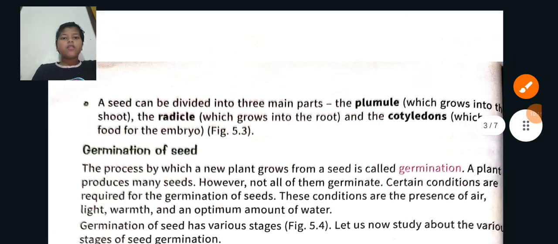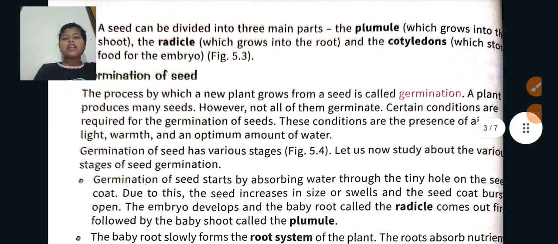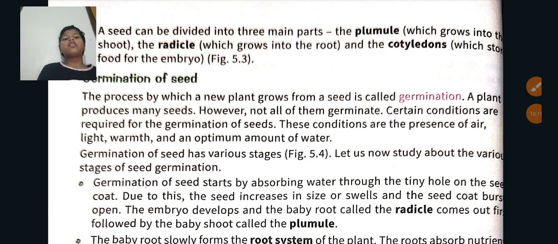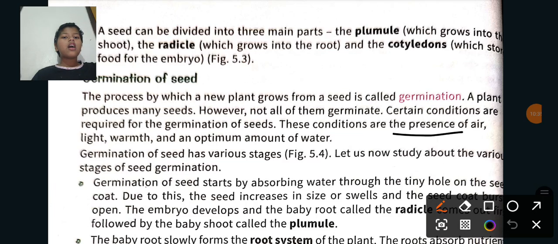Now let's move on. Germination of the seed. The process by which a new plant grows from its seed is known as germination. A plant produces many seeds. However, not all of them germinate. Certain conditions are required for the germination of the seeds. These conditions are the presence of air, light, warmth, and an optimum amount of water.